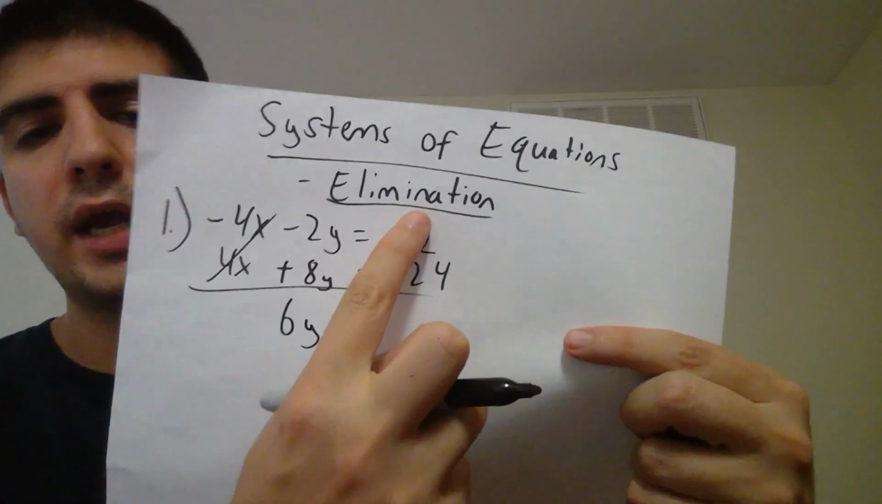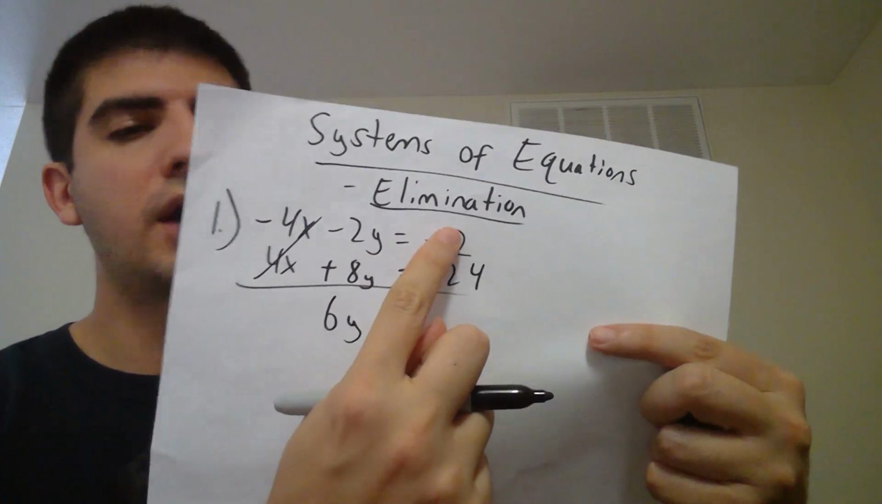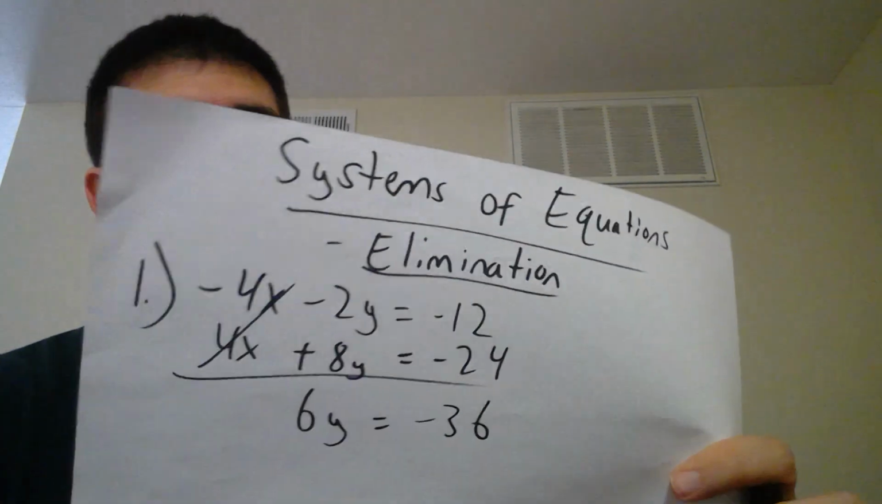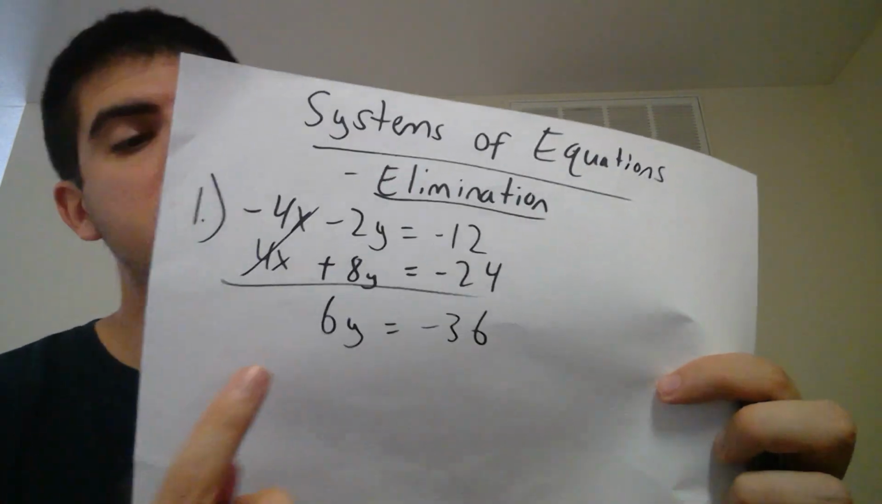Okay, what's -12 plus -24? If I'm 12 feet underground, God forbid, and I go down another 24 feet, I'm going to be 36 feet underground. Then, again following the notes here, we're just going to now solve for the variable. So here, divide both sides by 6. I got y to be -6.